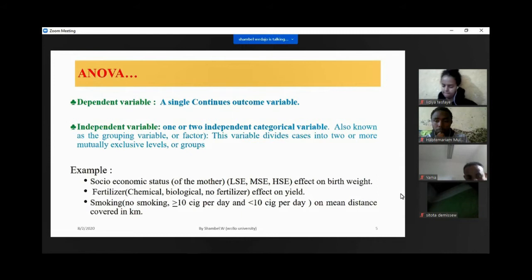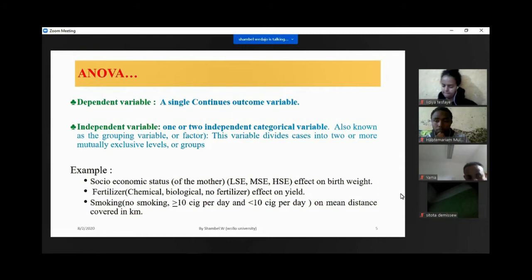The independent variables are the variables which allow us to categorize the individuals into certain categories. When you say grouping variable, we are saying independent variable. When you say factor, we are talking about the independent variable. When you say treatment group, we are saying independent variable. So the independent variables are variables which allow us to divide the cases into 2 or more mutually exclusive groups.